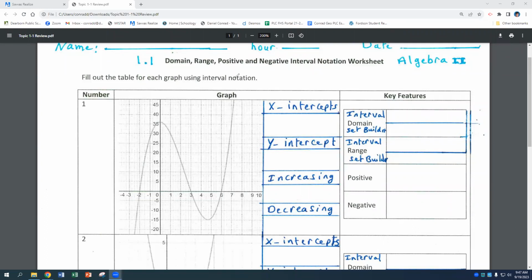All right, this is the review for topic 1.1: domain, range, positive, negative intervals, along with increasing and decreasing intervals. So the first thing I'm going to do is highlight my key points here. I'm going to highlight and write my coordinates.